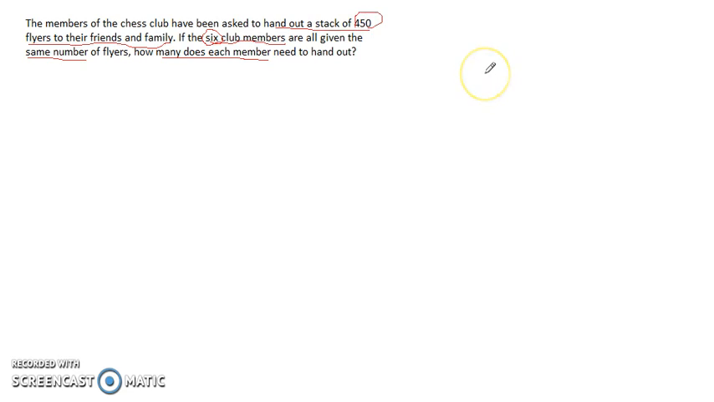Okay, so we've got a number of clues in this problem that might help me. Now, I just did my first read, and I want to identify what's happening. So I can visualize a group or a stack of 450 papers and people passing them out, right? Each person's going to get a number in their stack.